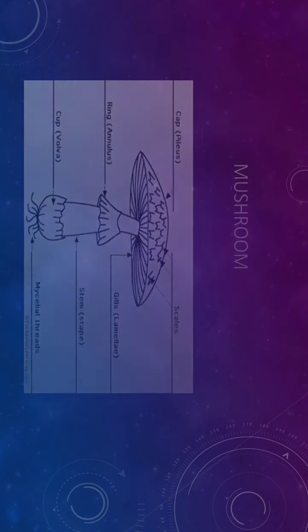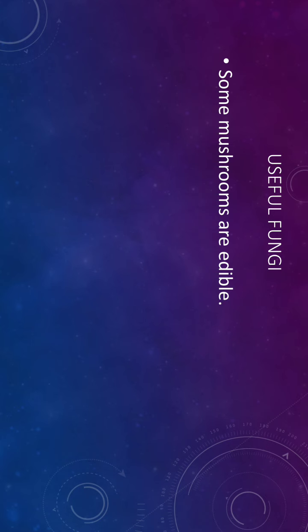After that, now we will discuss some useful fungi and some harmful fungi, in what various ways fungi can be useful to us and how they can be harmful to us. So first, some mushrooms are edible. They are a very good source of different types of nutrients, mainly iodine, zinc, etc. Mushrooms are also a very good source of protein.